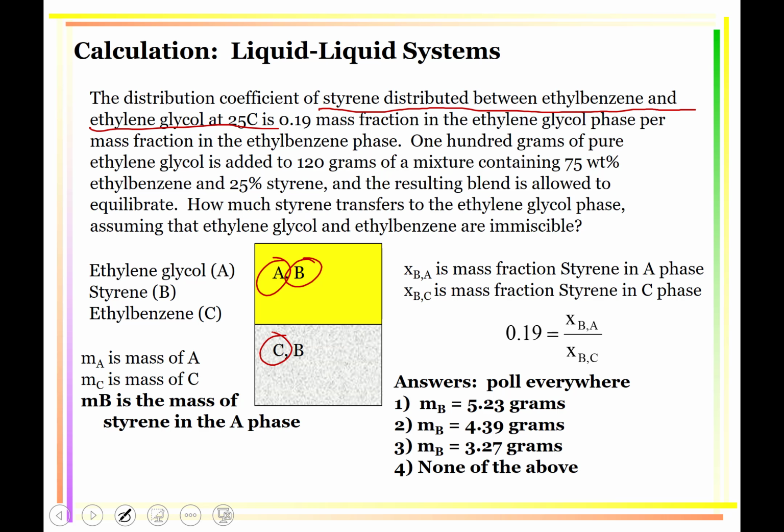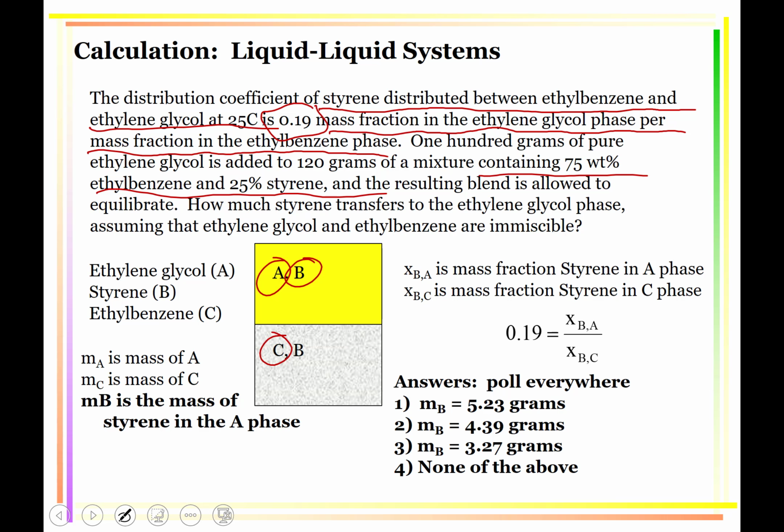Okay, so now you're given this value 0.19. Mass fraction, it's defined here, mass fraction of styrene in the ethylene glycol phase per mass fraction of styrene in the ethylbenzene phase. Okay, so now we're given some material balance information. 100 grams of pure ethylene glycol is added to 120 grams of a mixture containing 75 weight percent ethylbenzene and 25% styrene, and the resulting blend is allowed to equilibrate. How much styrene transfers to the ethylene glycol phase, assuming that ethylene glycol and ethylbenzene are immiscible?